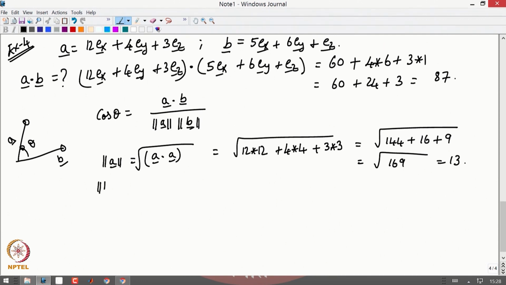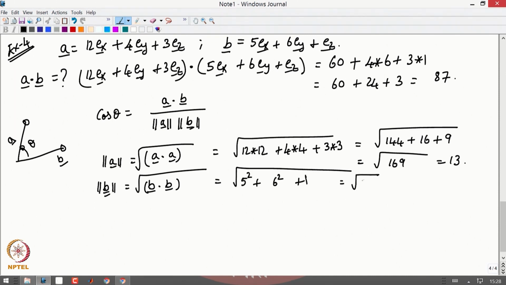Similarly, magnitude of B is going to be square root of B dot B, which will be square root of 5 square plus 6 square plus 1, that is square root of 25 plus 36 plus 1, which will be 7.87.